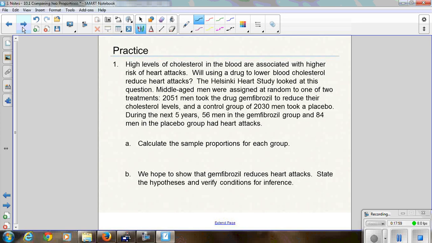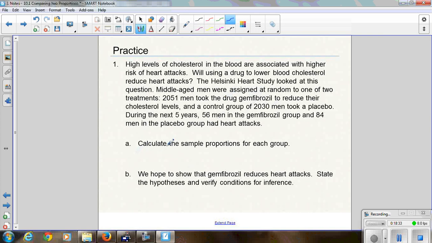During the next 5 years, 56 men in the gemfibrozil group and 84 men in the placebo group had heart attacks. It says to calculate the sample proportions for each group. So what I would recommend doing at this point is sort of just outlining the information that you have. I would create a little table for yourself where you're identifying the populations and what you're going to call population 1 and population 2, or in this case, I might just use a T and a C to represent the treatment and the control group.